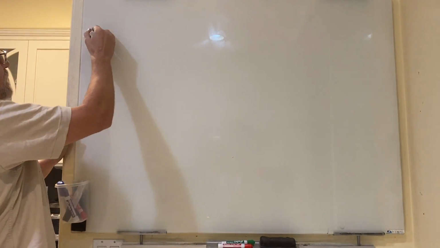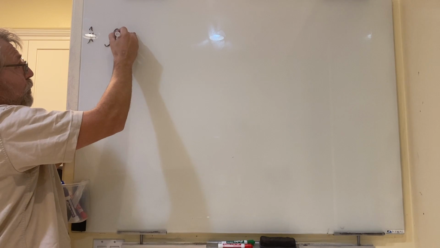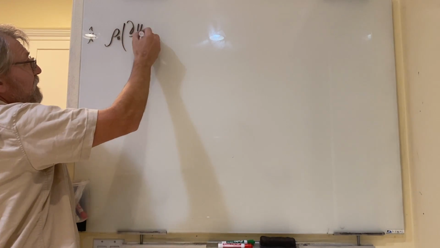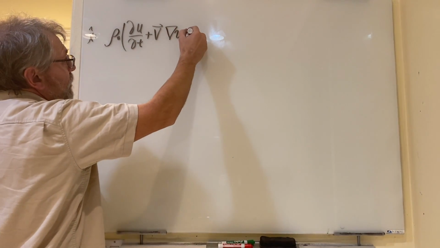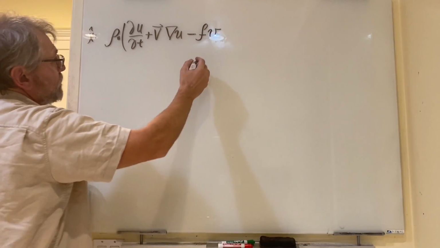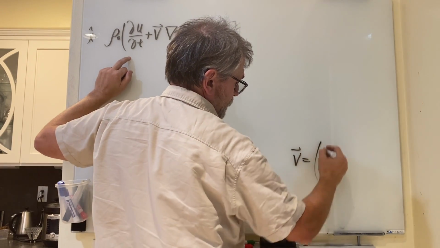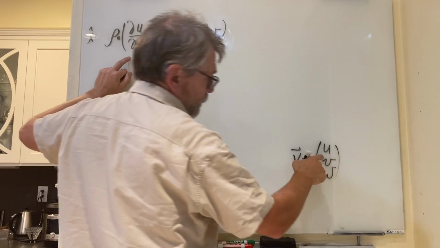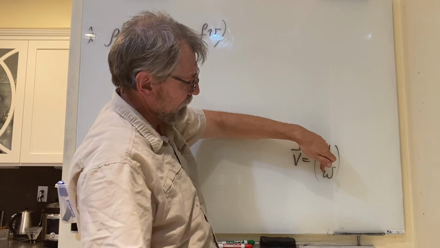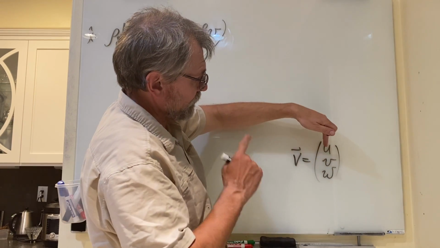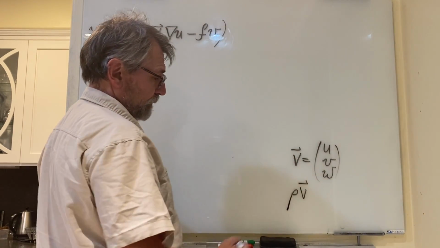So the x momentum equation is what I said, mass times acceleration per unit volume, so rho naught times the acceleration, which is du dt, plus v vector dot grad u, minus f times v. All right, so what are all these u's and v's? The velocity vector is u, v, and w. So u is the x component of velocity, v the y component, and w the z component. Z points upwards, v points northwards, and u eastward. So the momentum is just rho times v, momentum per unit volume.